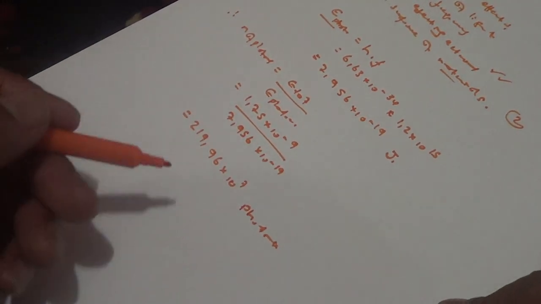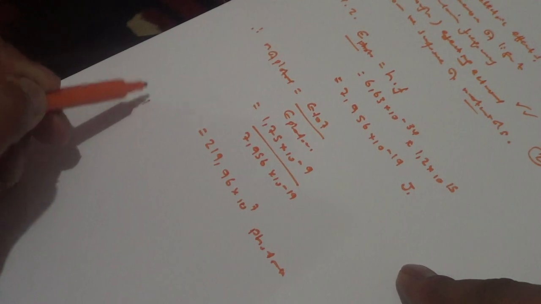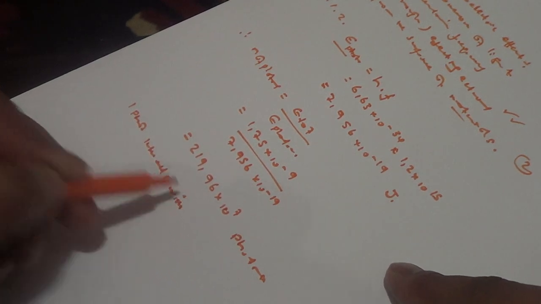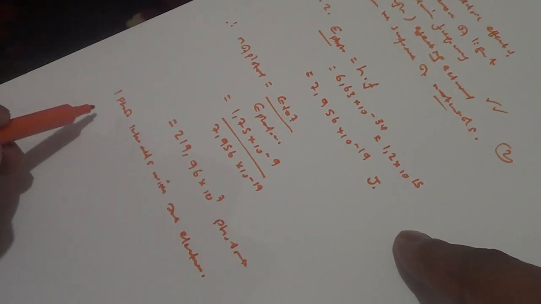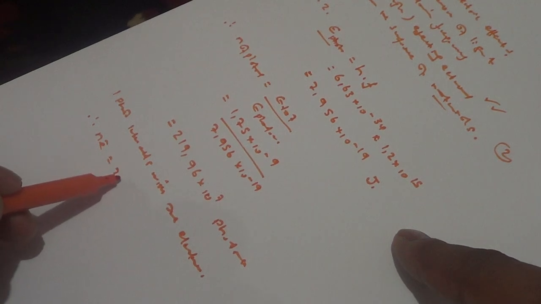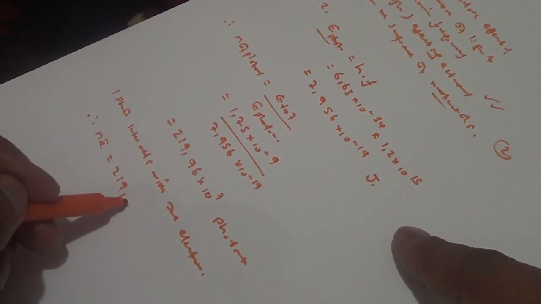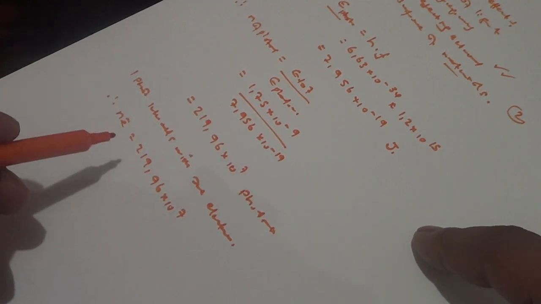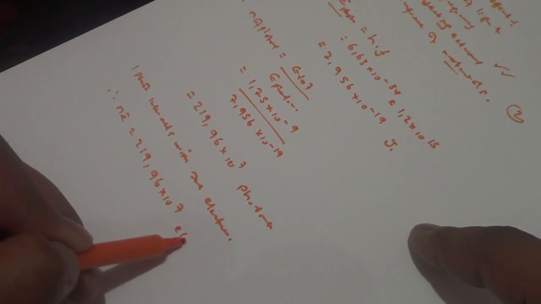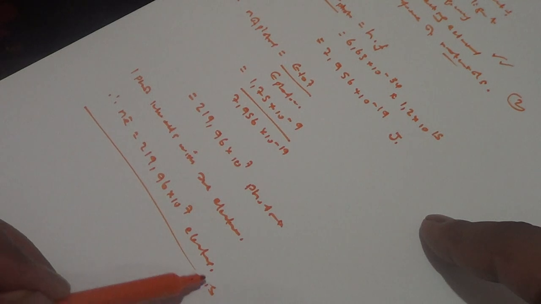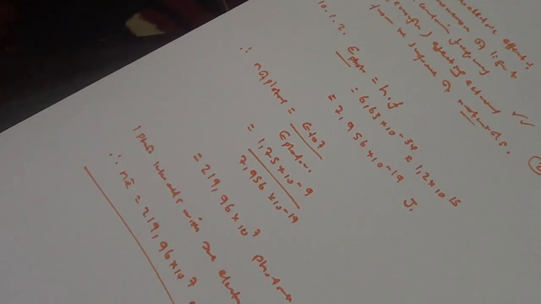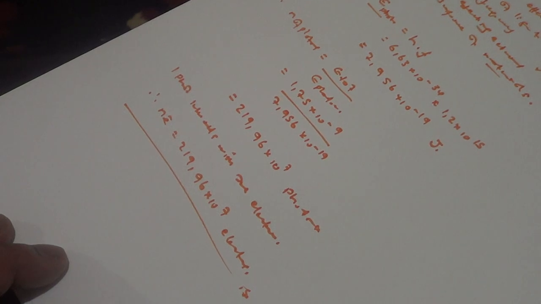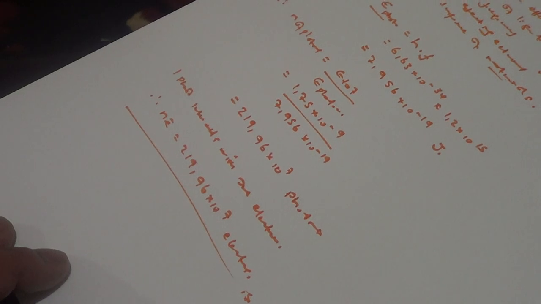Now, what do we know? We know that one photon interacts with one electron. Therefore, the number of electrons is going to be the same: 219,96 times 10 to the 7 electrons. Why do I know it's going to be exactly the same? Because these photons were of the right frequency, so definitely the amount of energy transferred will reflect exactly the number of electrons that were excited and emitted.